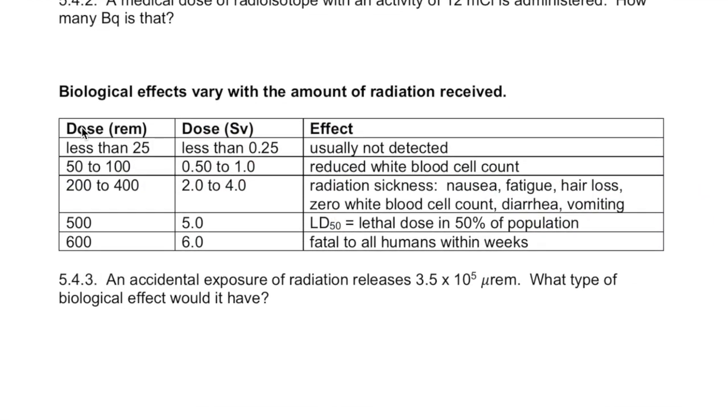All right, so the rem and sievert units were ones that had to do with the biological damage of the radiation dose. And so just to give you an idea of what levels we need to worry about, if you have less than 25 rem, which is less than 0.25 sievert, then that is usually not detectable. So you won't even notice being hit by that amount of radiation. When you get a little bit higher here, the first effects are reduction in the white blood cell count.